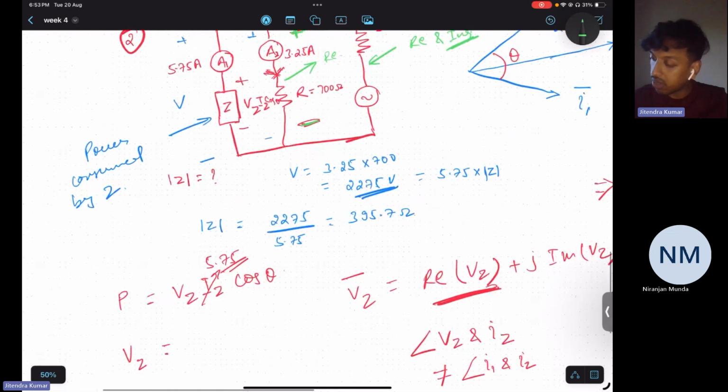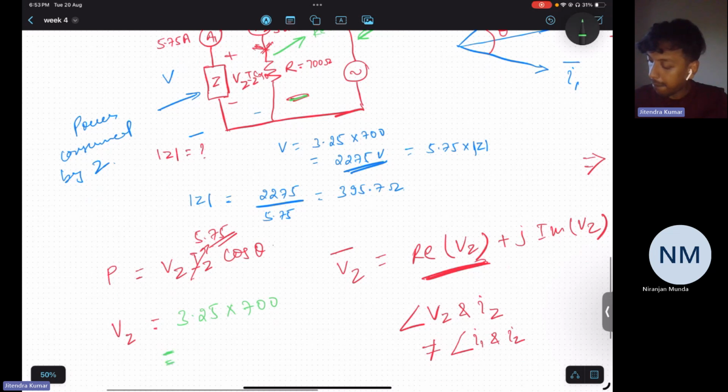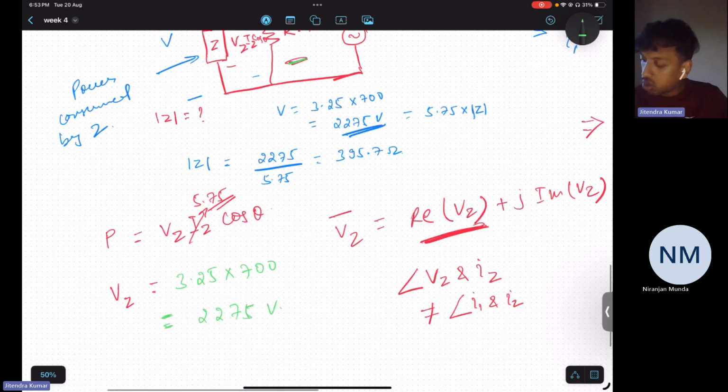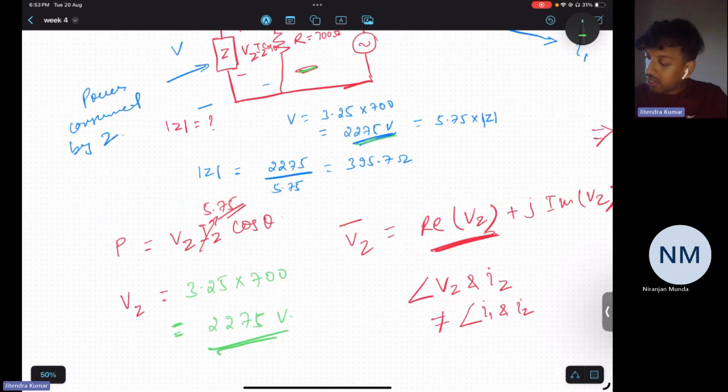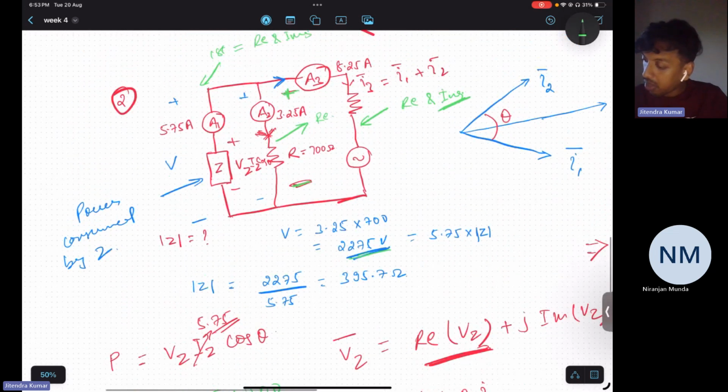So Vz will be nothing but 3.25 into 700. And it will come out to be 2275. I think I have calculated it earlier. So 2275, 2275. Both voltages are same. Now we know the angle.